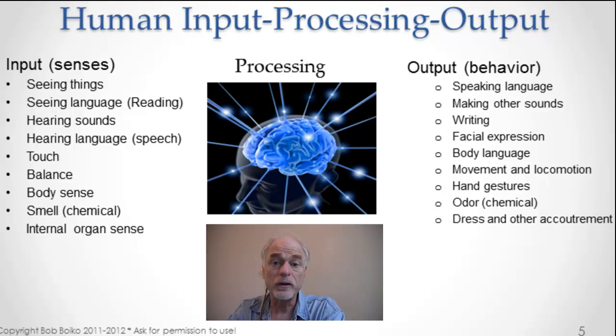So movement and locomotion. Locomotion means movement from one place to another, but this is movement that's not really locomotion, right? When I walk down the street, that's locomotion. So locomotion and movement is another behavior that we exhibit. Hand gestures, we use hand gestures all the time. We also exude chemicals in addition to sensing chemicals, and they have efficacy. They have impact on the world. And then finally, dress and accoutrement. Accoutrement means, maybe I have a sword strapped to my belt. Those also have an impact on the world.